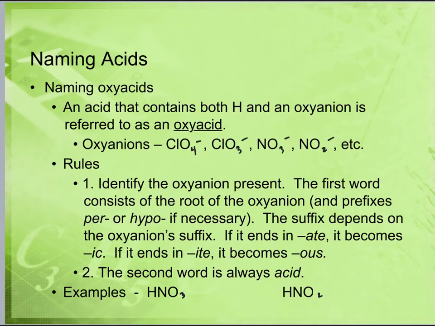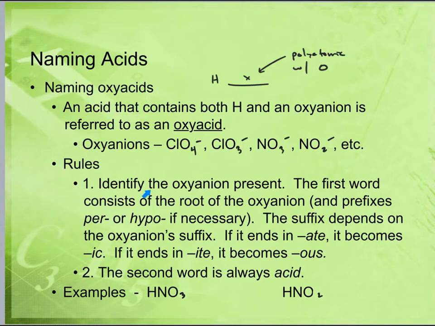So this is essentially what we're going to have here: H followed by some sort of polyatomic ion that has oxygen. Before, it was without oxygen when we were talking about binaries. Now we're containing oxygen. So it's an acid that contains both hydrogen and an oxyanion and is referred to as an oxyacid. Oxyanions are anything that's negatively charged, anions are the negatively charged ions, and oxy because it contains oxygen. So things like perchlorate, chlorate, nitrate, nitrite, those are all going to help us form oxyacids.